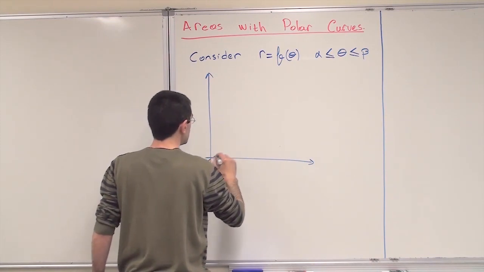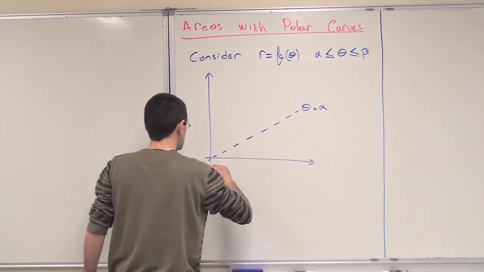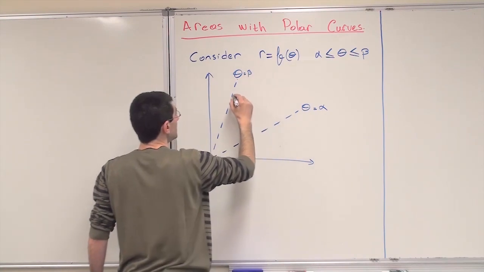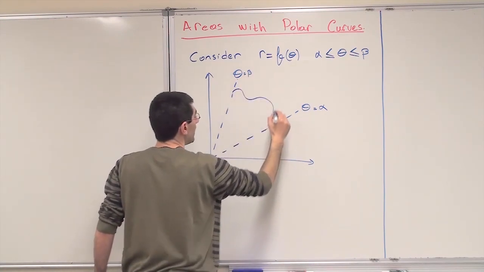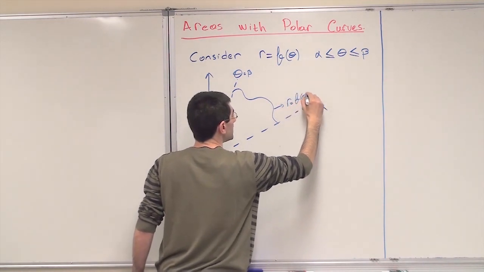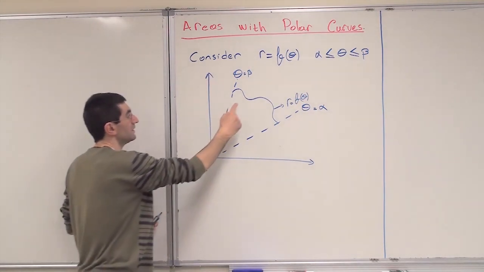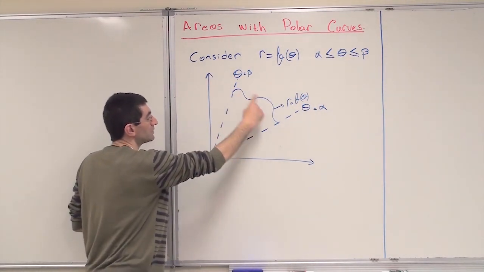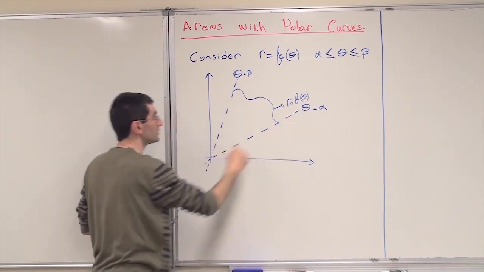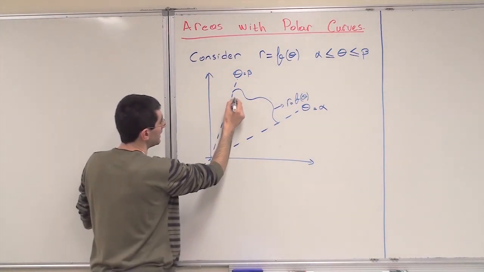So, let's say that this is theta equals alpha. This line here is theta equals beta. And let's assume that our curve r equals f of theta is this one. Now, we want to consider the area bounded by this polar curve and the lines theta equals alpha, theta equals beta. So let me mark that area.